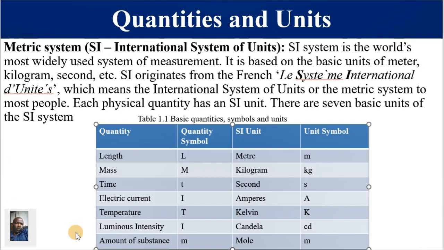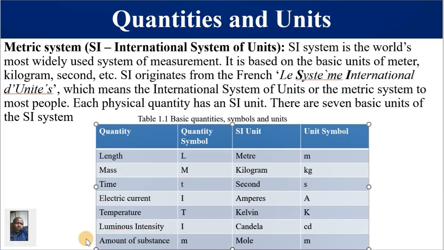We are now looking at basic quantities, the symbol for the quantity, the SI unit, and the unit symbol. Length, the symbol is L, and the unit is meter, and the unit symbol is capital letter M. Then mass, the symbol is m, the unit is kilogram, and the unit symbol is kg. Time, the symbol is small letter t, time is measured in seconds, and the symbol for second is small letter s.